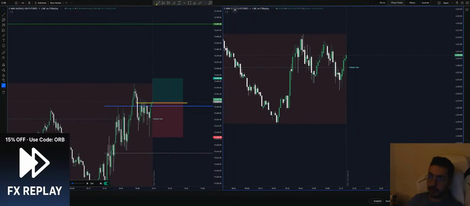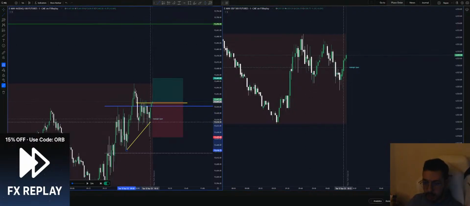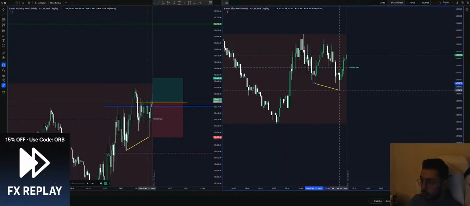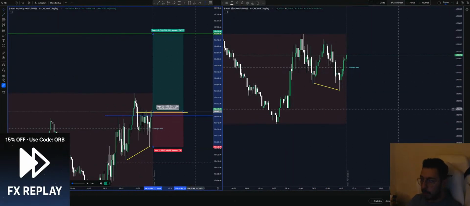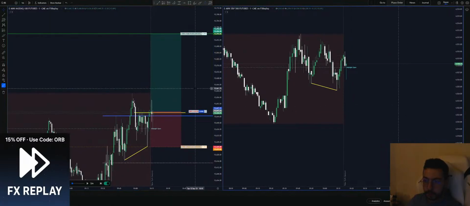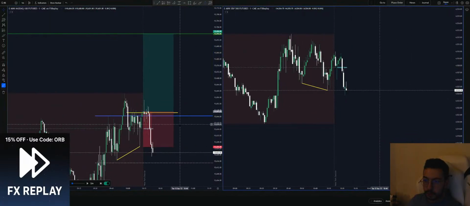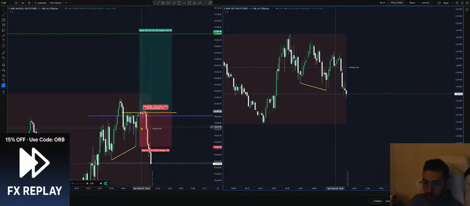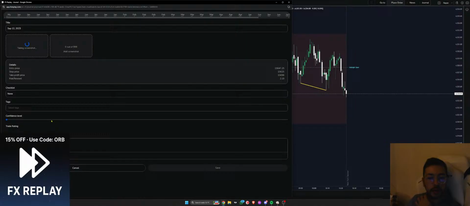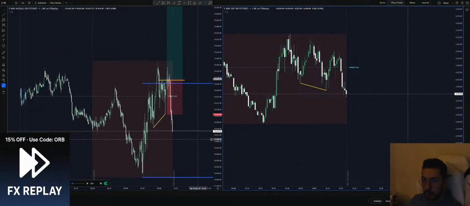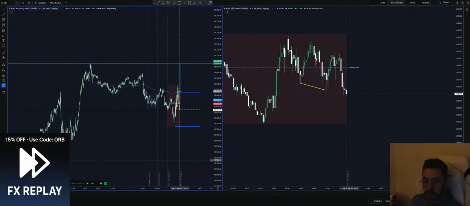Yep, we do have an SMT. That's my SMT. And stop loss. What time is it? Yeah, stop loss. So that is VWAP above, midnight open above.